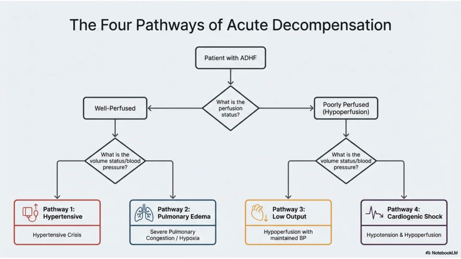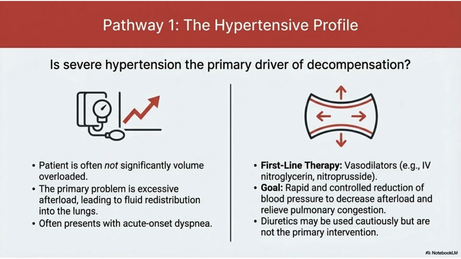So this is the core distinction you have to make right at the start. It is. You have to differentiate between a patient whose crisis is being driven by, say, sky-high blood pressure versus a patient whose crisis is really just about pure fluid overload, even if they both, on the surface, look like acute heart failure. So let's take that first path. The hypertensive ADHF, what's the profile there?